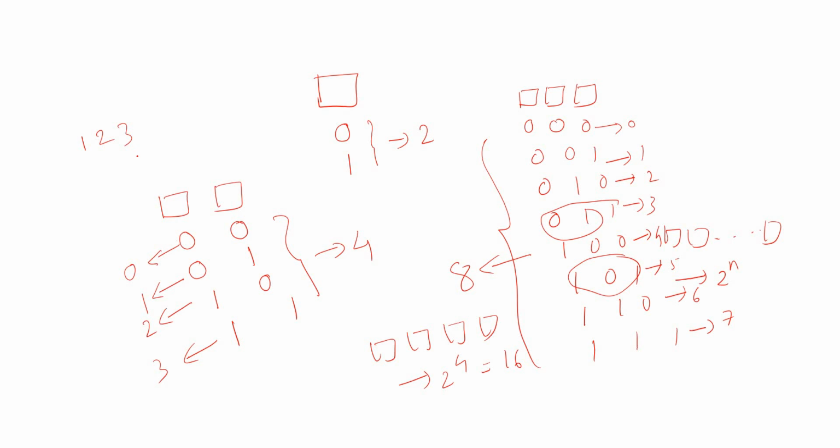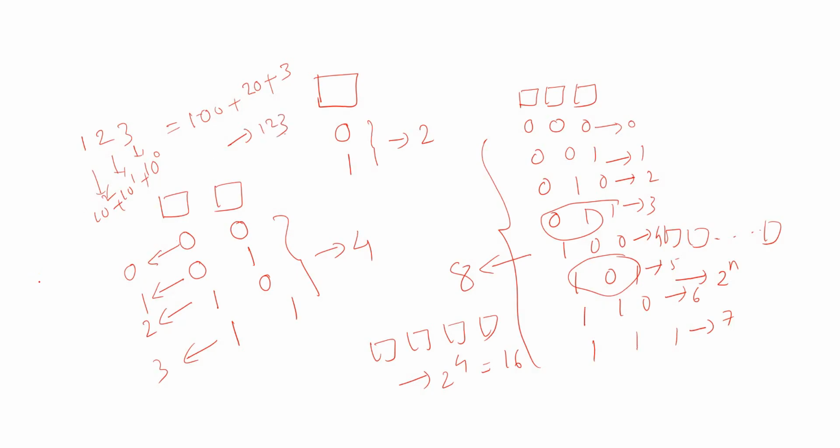For example, 1, 2, 3: this will be multiplied with 10 power 0, this will be multiplied with 10 power 1, and this is multiplied by 10 square. So that means 1 into 10 square plus 2 into 10 power 1 and 3 into 10 power 0. 1 into 10 square means 100, 2 into 10 power 1 means 20, and 3 into 10 power 0 means 3. That is 123.